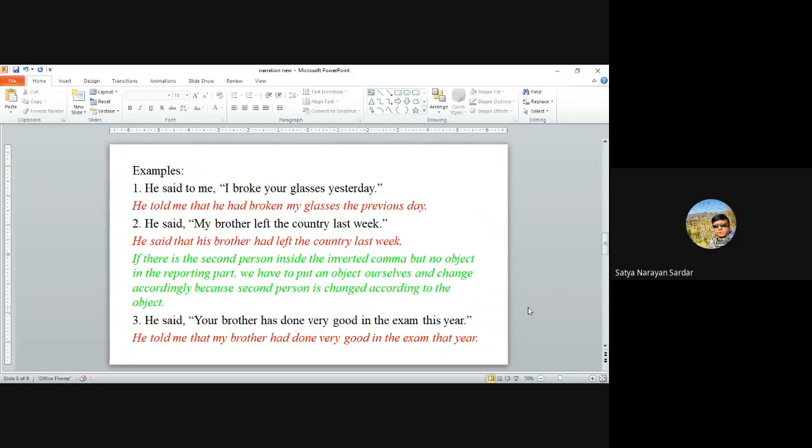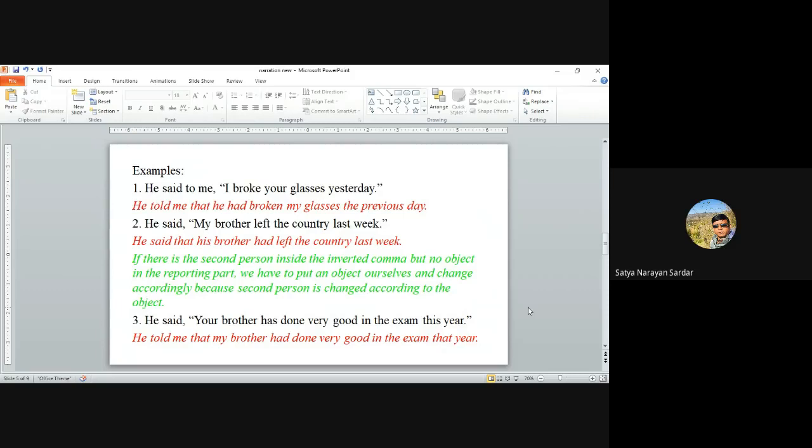Number two, he said, "My brother left the country last week." He said that his brother had left the country last week. One note: if there is a second person inside the inverted comma, but no object in the reporting part, only "he said", we have to put an object ourselves and change accordingly, because second person is changed according to the object of the reporting part.